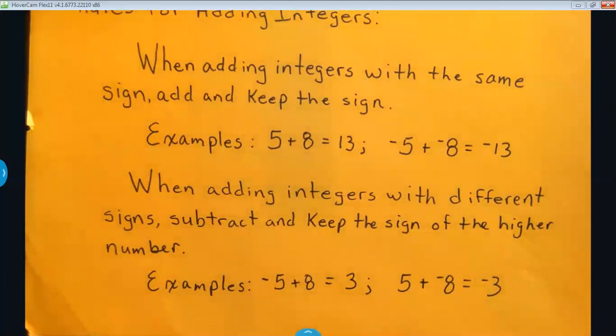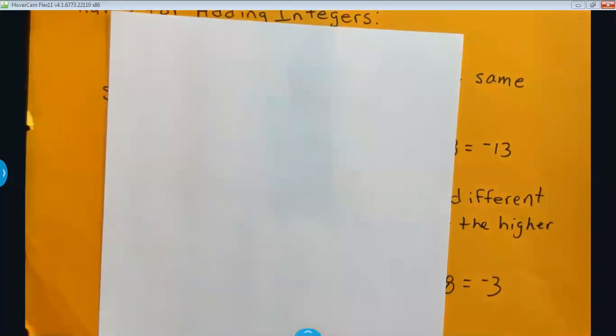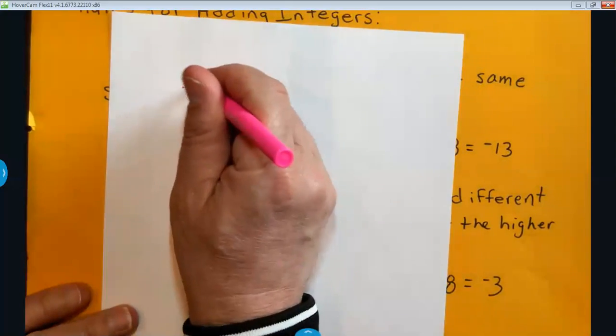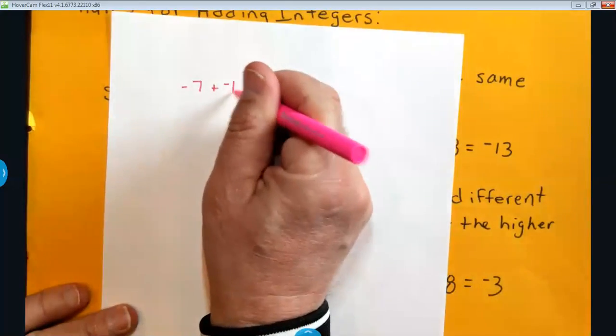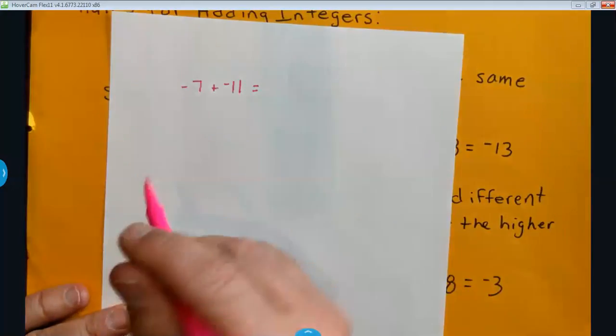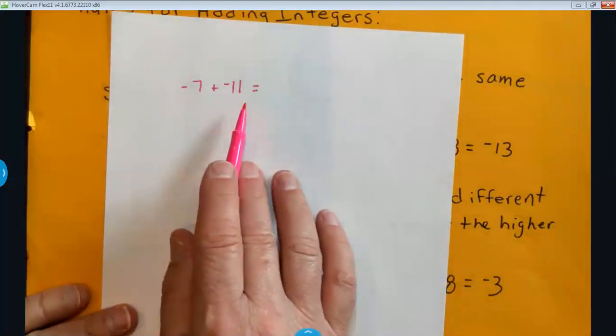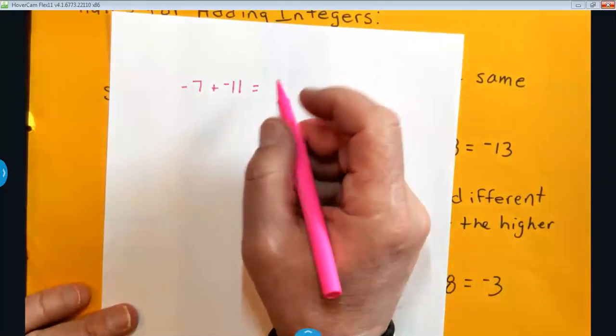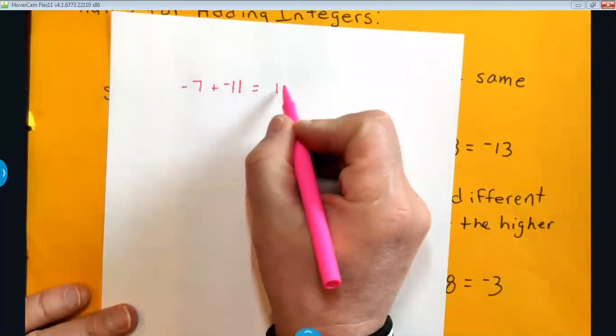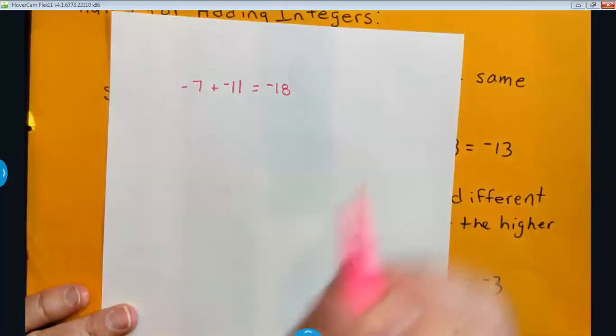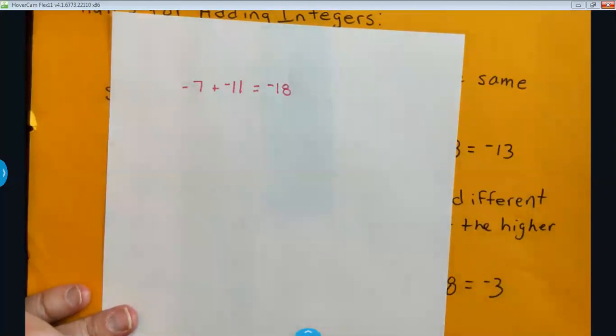So here are a couple more examples. -7 plus -11 is equal to, now I'm adding two integers with the same sign, so I add and keep the sign. 11 plus 7 is 18. I keep the sign. My answer is -18.